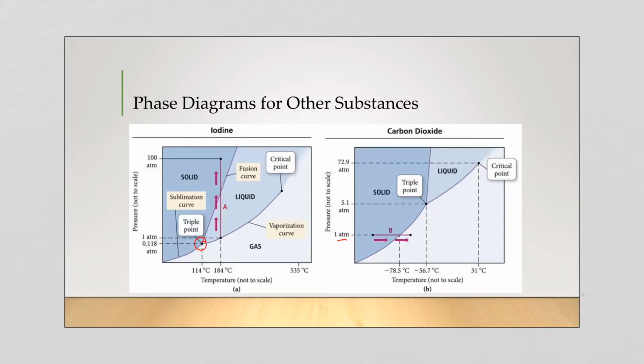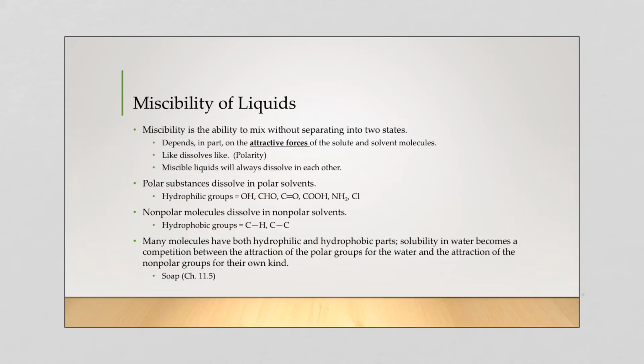Okay, so let's turn our attention now to talking about some basic properties, or some common properties, we associate with liquids. The first thing is something called miscibility of liquids. This is the mixing of liquids, kind of like solubility, but with a little different twist. So miscibility is the ability to mix liquids without separating into two states. You can take two liquids, mix them up, and they become one. They don't separate into two states, or what you might call two liquid phases.